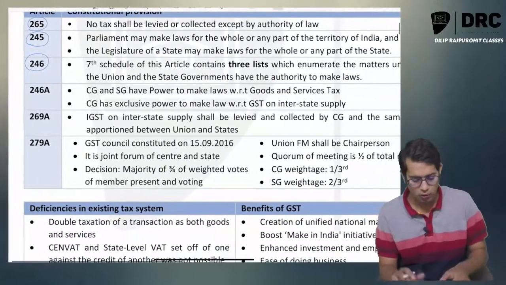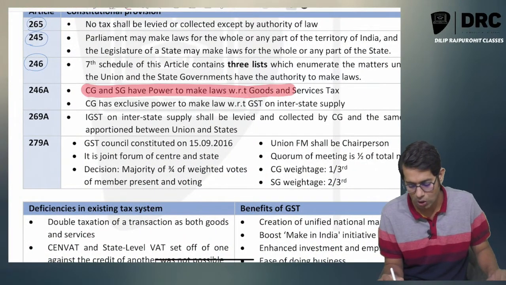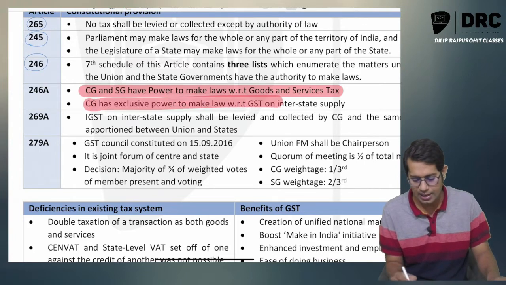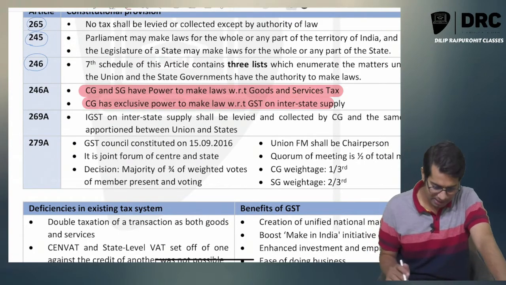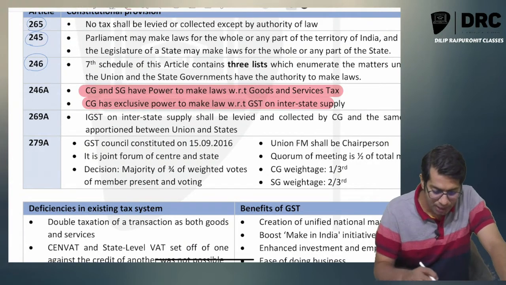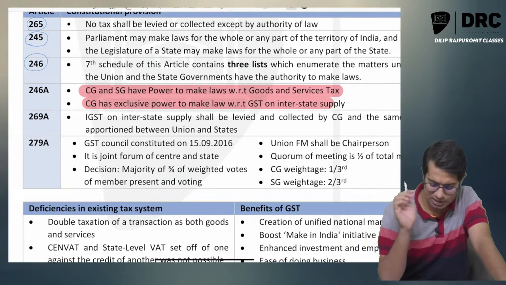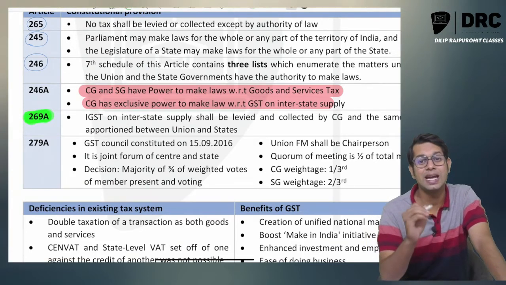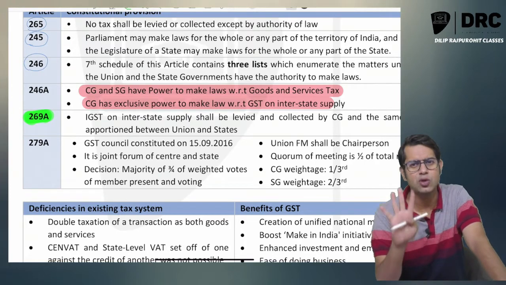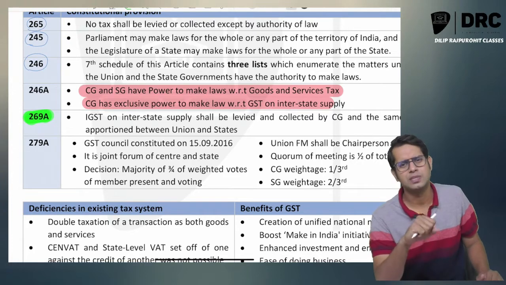So Article 246A says what, sir? The central government and state government have power to make laws with respect to goods and services tax, and the central government has exclusive power to make law in respect of interstate supply. Now, because the central government has exclusive power to make law with respect to interstate supply, they also introduced one more article called Article 269A, which exclusively talks about interstate supply and says that the central government has the power to make law with respect to interstate supply.